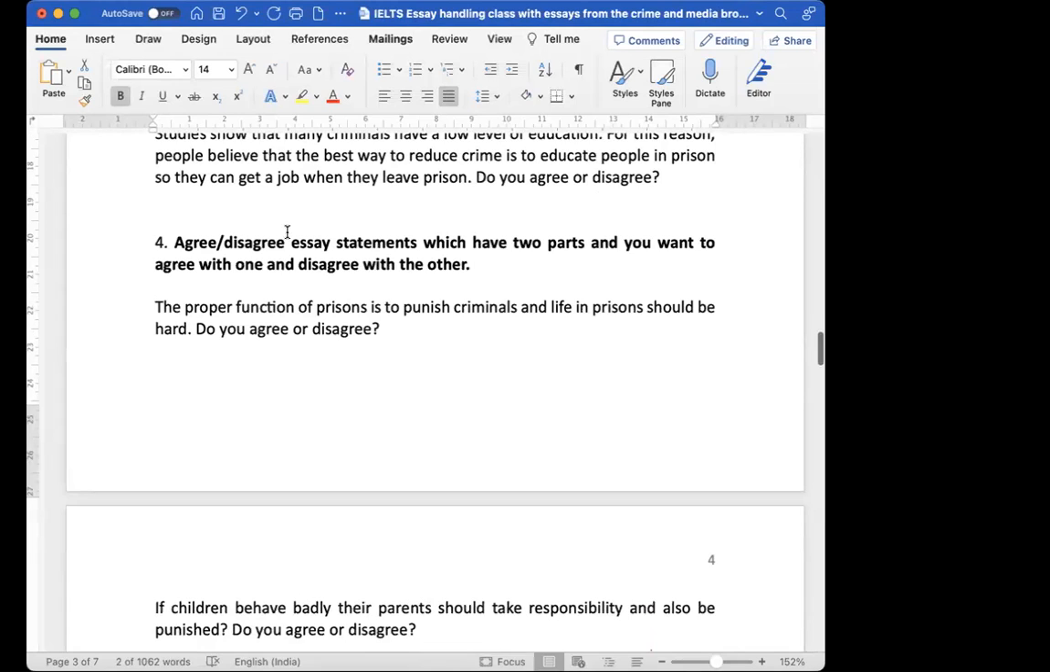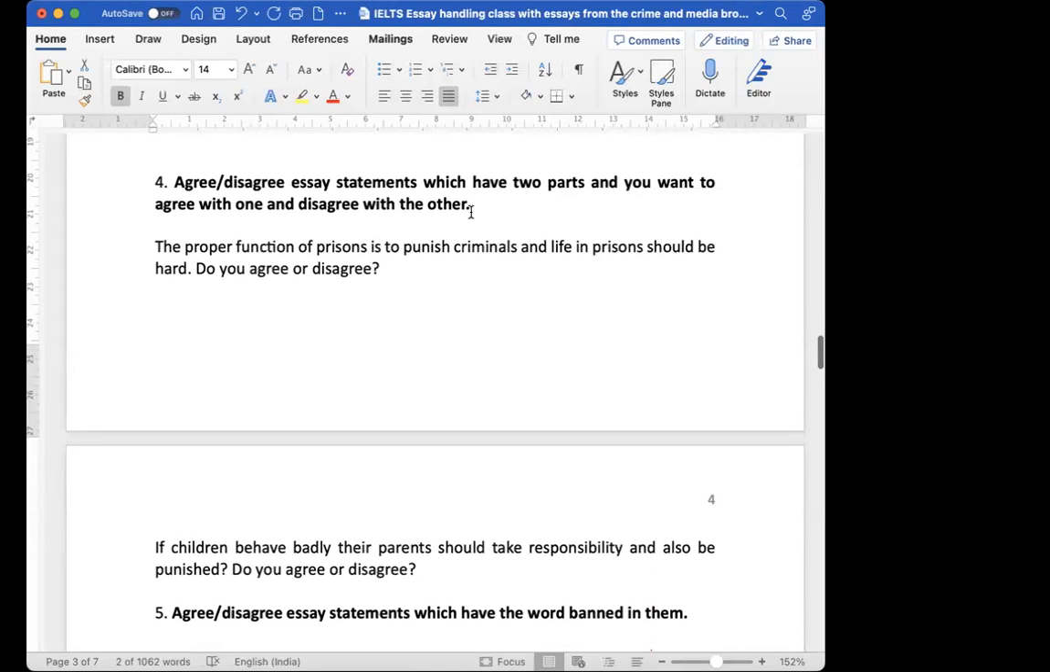Okay. Then there is an agree disagree essay statement which has 2 parts. And you want to agree with one and disagree with the other. Now look at this. The proper function of prisons is to punish criminals, and life in prisons should be hard. Do you agree or disagree? It is a 2-part statement.